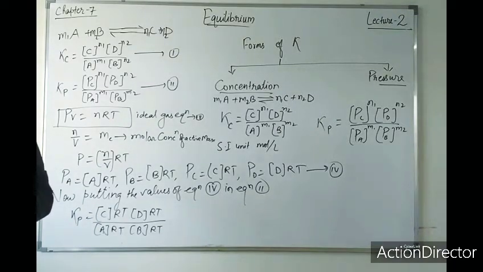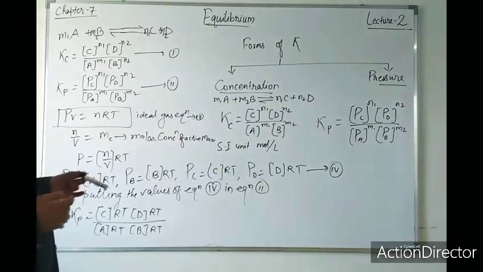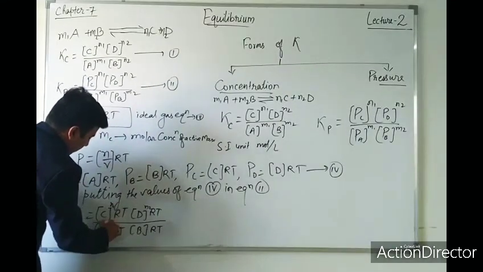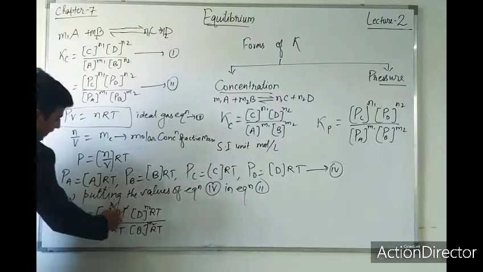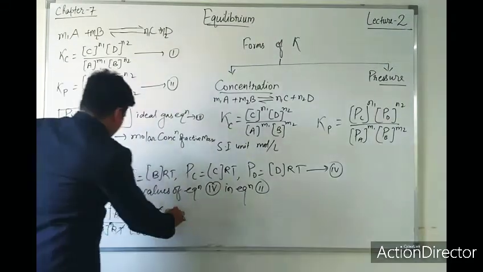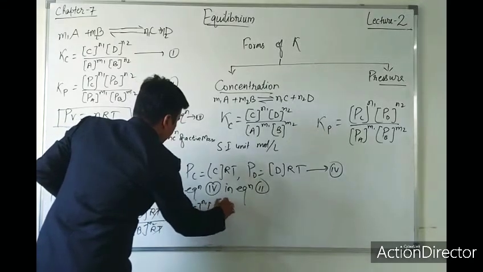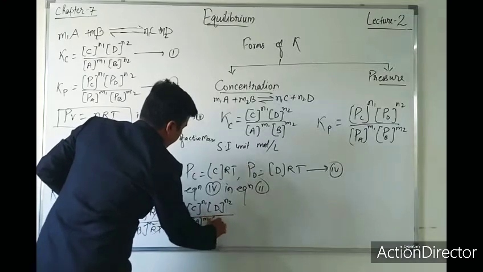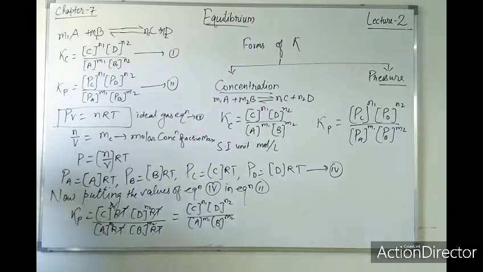Now, here, after understanding the concept, what we have to do? We have to just write here the N1, N2, M1, M2. Okay? So now can you tell me, this RT will be cancelled, right? RT cancels, RT cancels. So the value is the concentration of product upon the concentration of reactant, similarly as it was earlier. Right? Can we write this value? Yes or no? Yes, we can write.